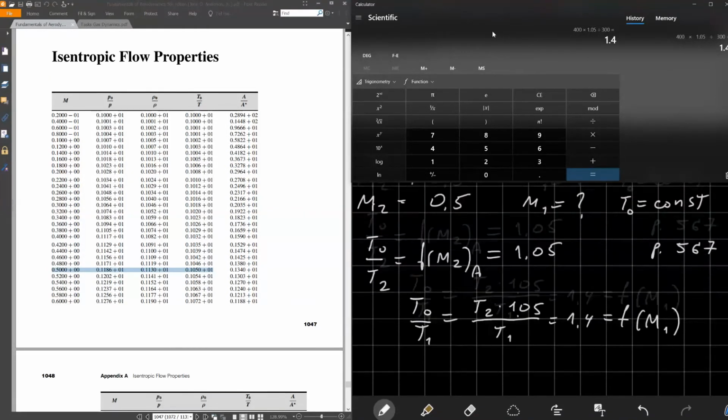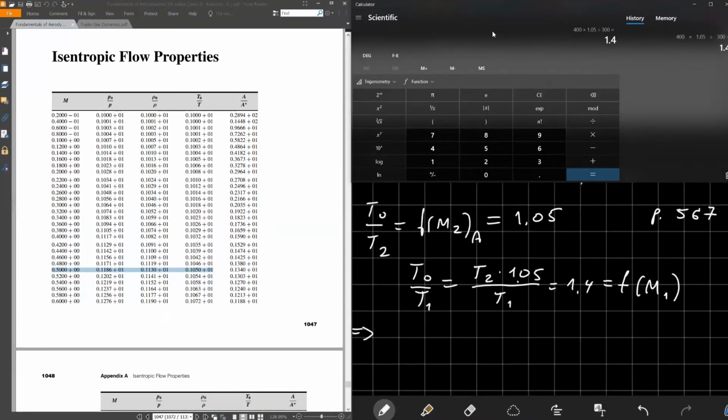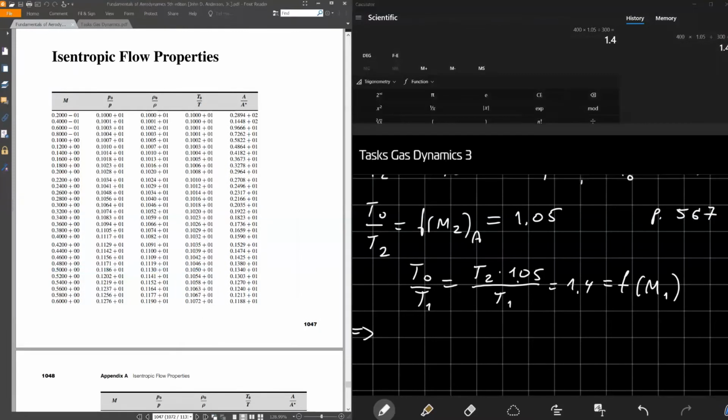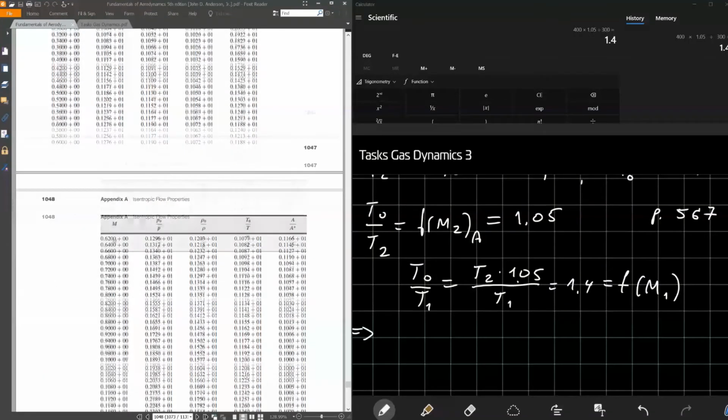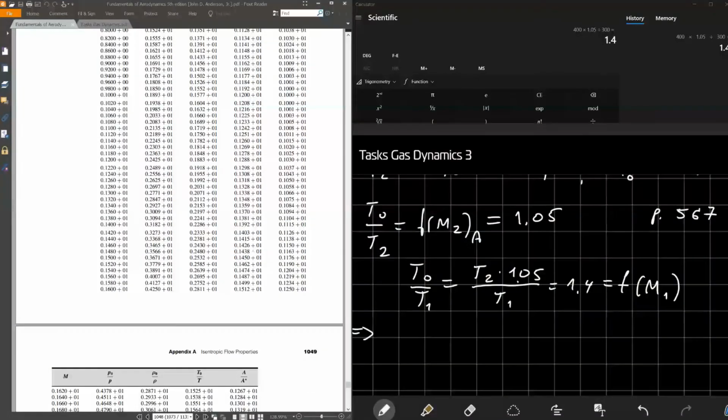From here, I define my Mach 1 from the appendix. Okay, I'm looking for where 1.4 is. The closest point is this one, 1.4, and I see that my Mach number is 1.42. So my Mach 1 is 1.42.